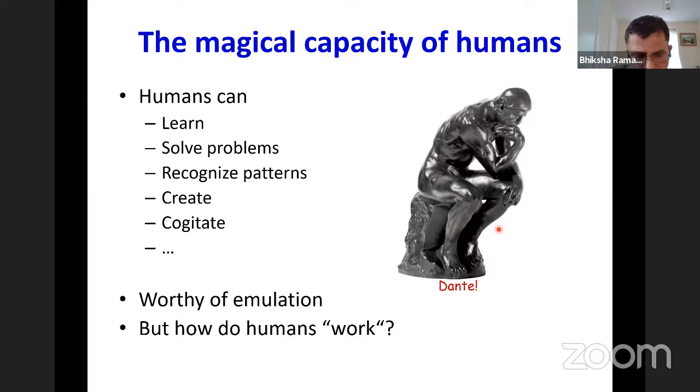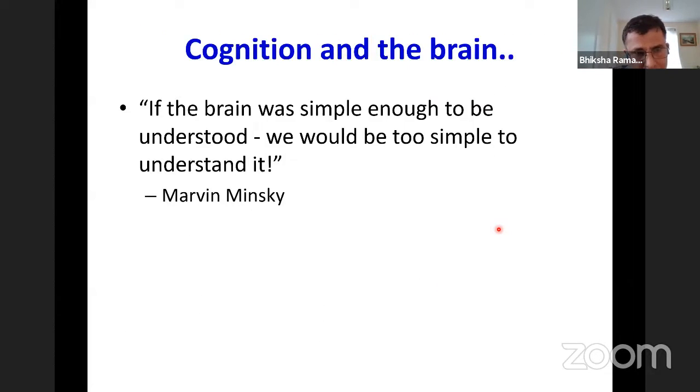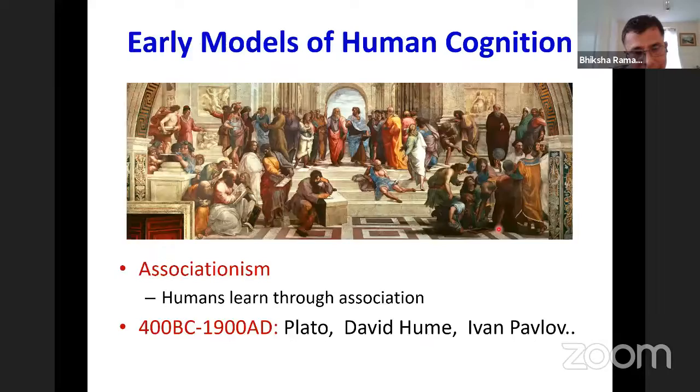And people have often wondered for a very long time, how do we do these? The problem is, it's not easy to understand. As Marvin Minsky says, if the brain was simple enough to be understood, it would be too simple to understand it. Nevertheless, people haven't stopped trying. The first attempts at trying to understand the human cognitive process goes back to 400 BC, or even earlier. The first person to have written about it was Plato in 400 BC. And Plato's theory back then was that the human brain cognition operates entirely through association. It's a formalism called associationism that was believed in for the next 2,300 years. It's pretty amazing.